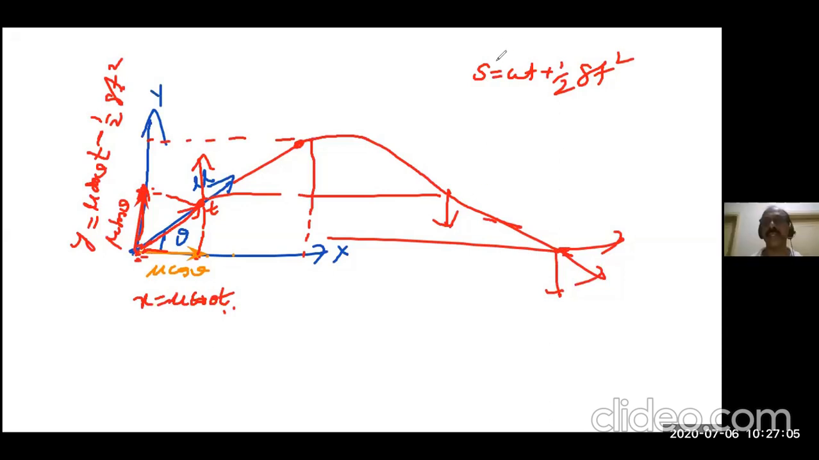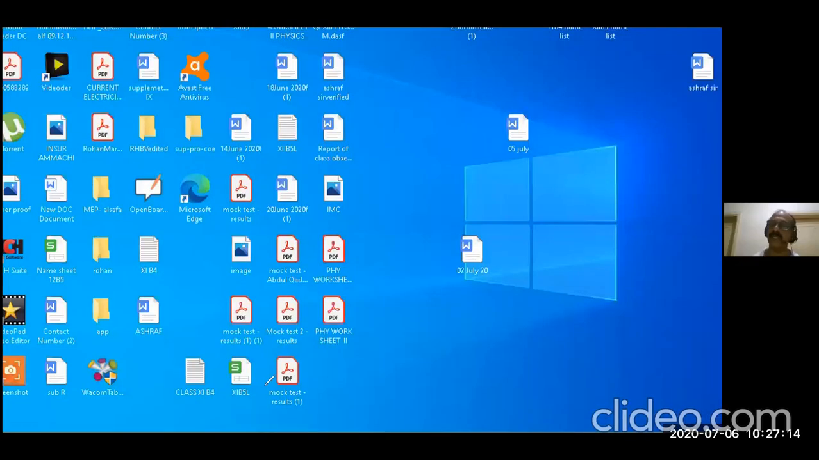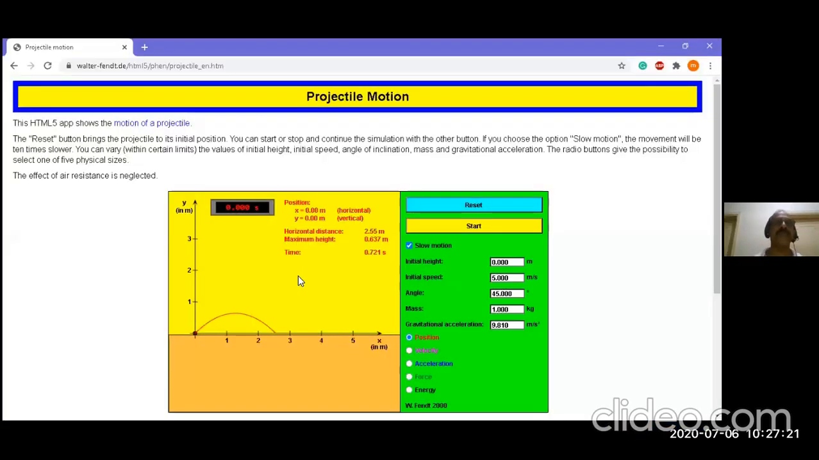Now I will show an animation based on this idea. Listen carefully. Very useful. Note down the link, HTM 15. This diagram shows a projectile. Look here, I am putting on slow motion now. First we have to reset and take initial height 0. Initial speed, angle, everything we can set here. Now look at this one. Okay, start. Look how it is going.